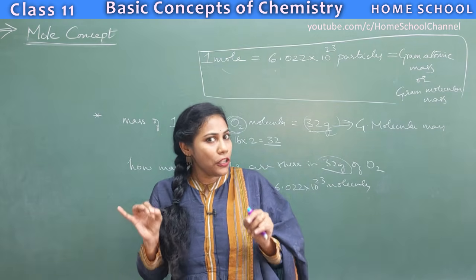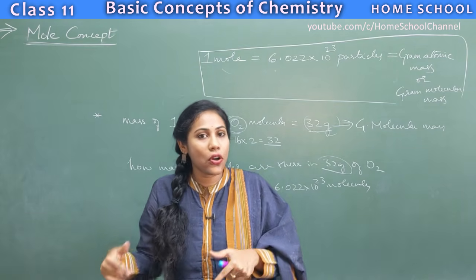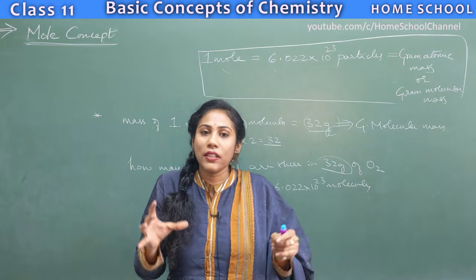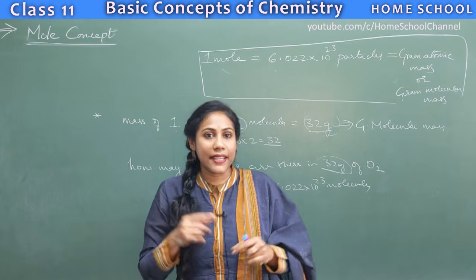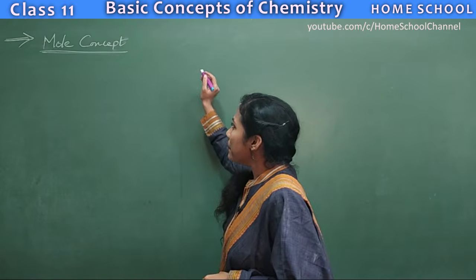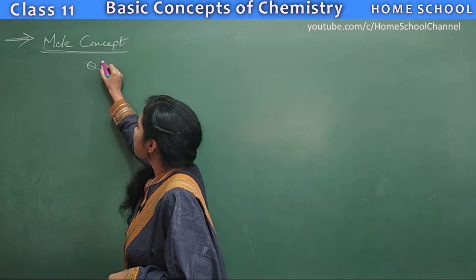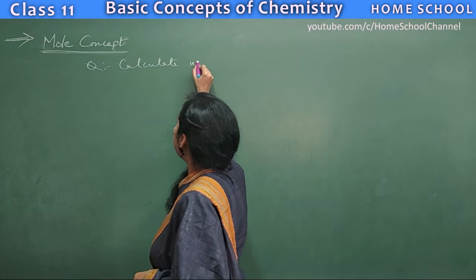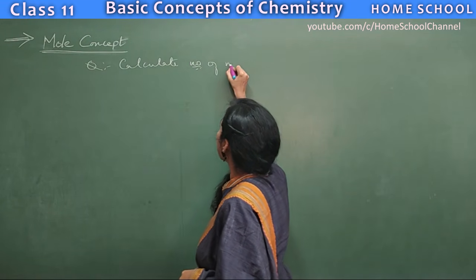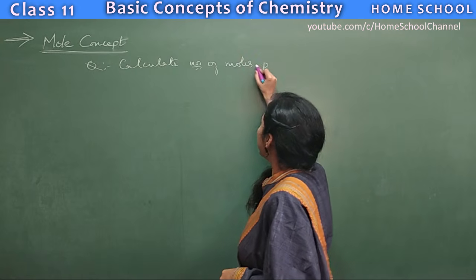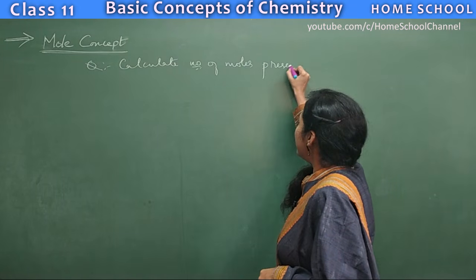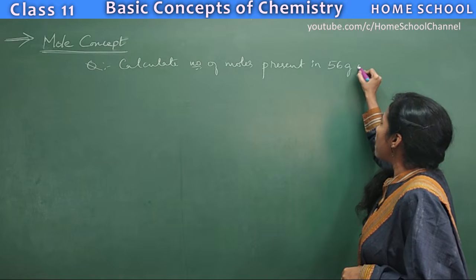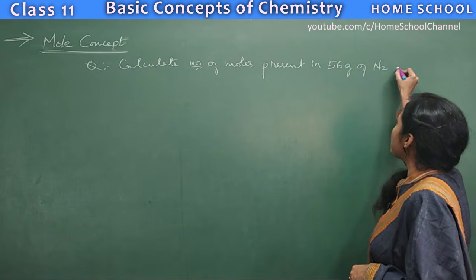Now we will just look at one example of how we can solve the problems, and I'll give you the shortcut formulas also to solve the problems. Let us see with an example. See guys, let me take a question this way. If they ask you, calculate the number of moles present in 56 grams of nitrogen gas.